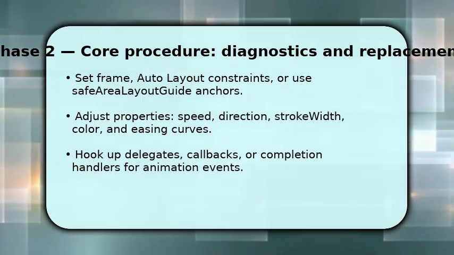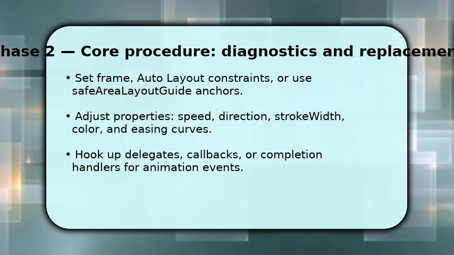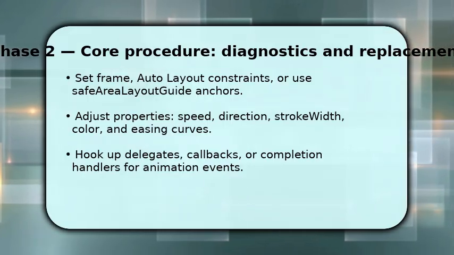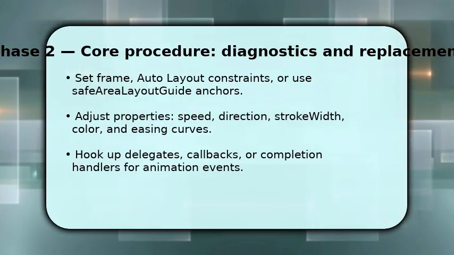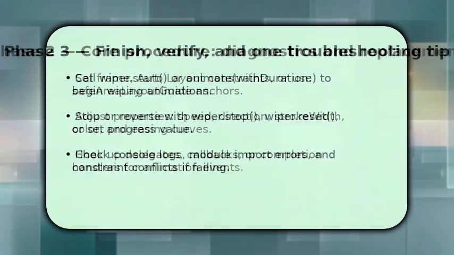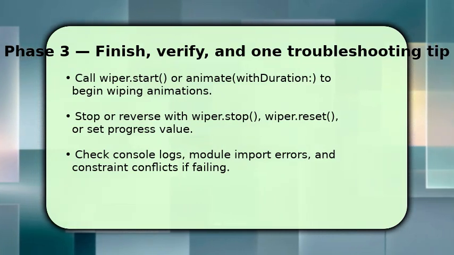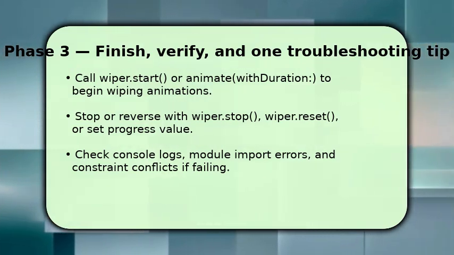Then attach delegate methods or completion closures to respond when a wipe starts, updates, or completes, which lets you sequence other UI changes reliably. To finish, trigger the wipe with the library's start API, for example, call wiper.start() or animate with duration.